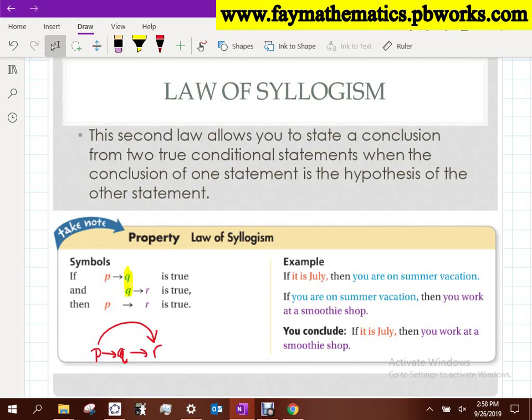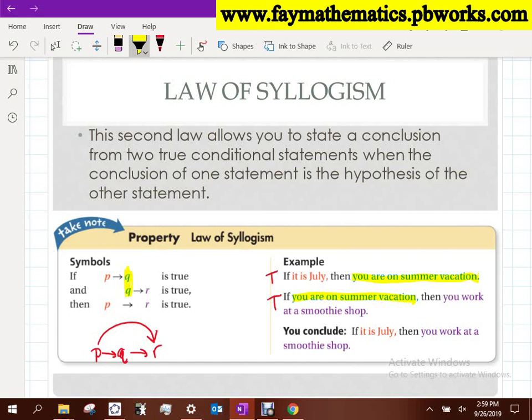So look at the example over there. It says if it is July, then you are on summer vacation. We're going to say that's a true statement. Here's the second one. It says if you are on summer vacation, then you work in a smoothie shop. We're going to assume that that's true. We have right here the conclusion of one statement, so that's the Q right here, matching up to the hypothesis of a second statement. That's the Q right here. Does that make sense, everybody?